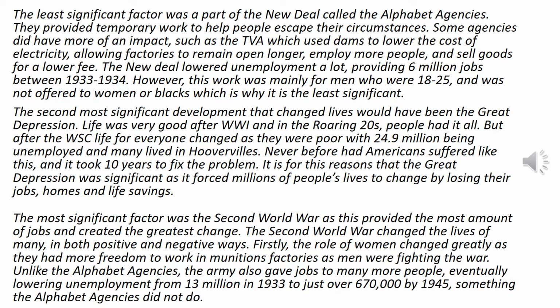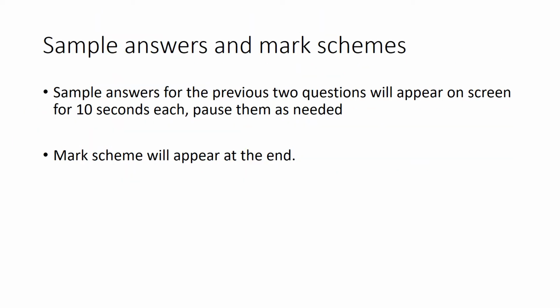Firstly, the role of women changed greatly, as they had more freedom to work in munitions factories as men were fighting the war. Unlike the alphabet agencies, the army also gave jobs to many more people, eventually lowering unemployment from 13 million in 1933 to just over 670,000 by 1945, something the alphabet agencies did not do.